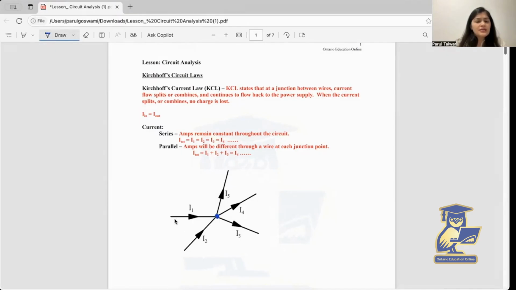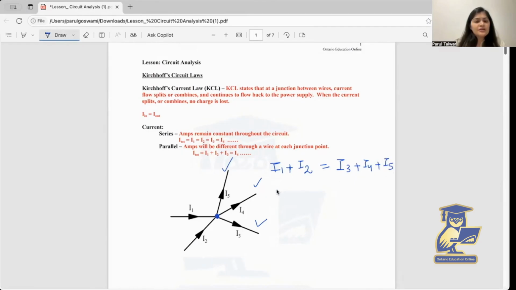Here you can see currents I1 and I2 enter the junction. These are incoming currents. So the sum of I1 and I2 is the incoming current. The currents leaving the junction are I4, I3 and I5, so these are outgoing currents. As per KCL, incoming current equals outgoing current, so the outgoing current is I3 plus I4 plus I5.